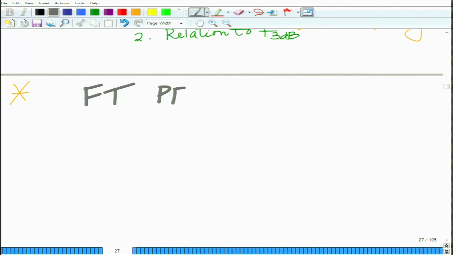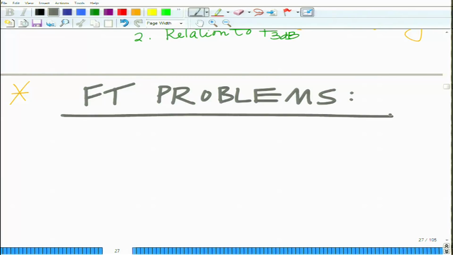So, we have example problems in the Fourier transform, and we are looking at the unit step response of the RC circuit.